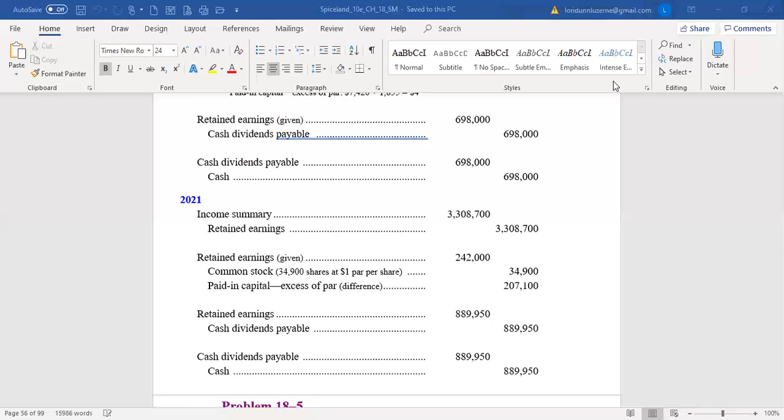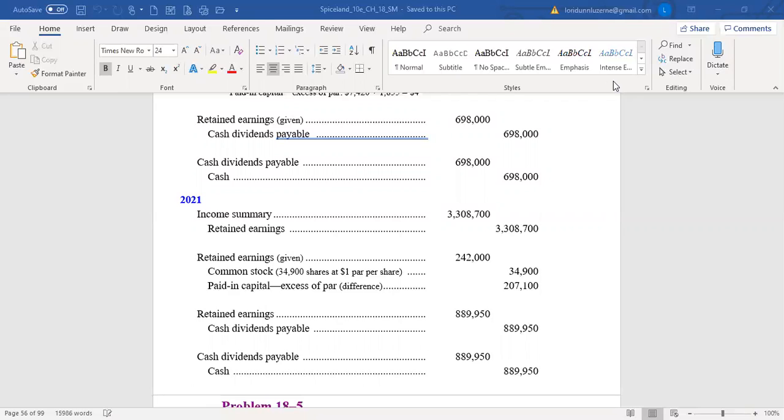Hi everyone. We are now going to review problem 18-5 on page 1092 of your book. So, in our chapter, we're dealing with shareholders' equity and some of the basic information about it. In chapter 19, we're going to focus on some very unique and more advanced areas when it comes to shareholders' equity for corporations. Let's take a look.